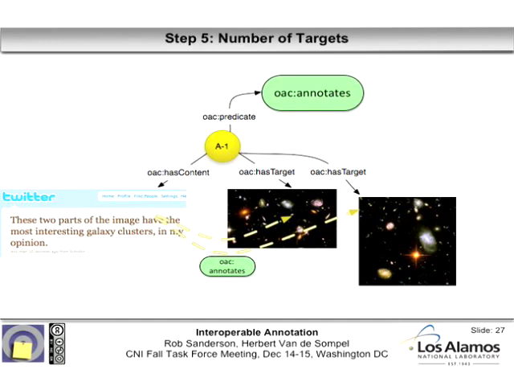To instantiate that, these two parts of the image have the most interesting clusters of galaxies. That's the content. It annotates this part of the image, and it annotates in exactly the same way this part of the image.